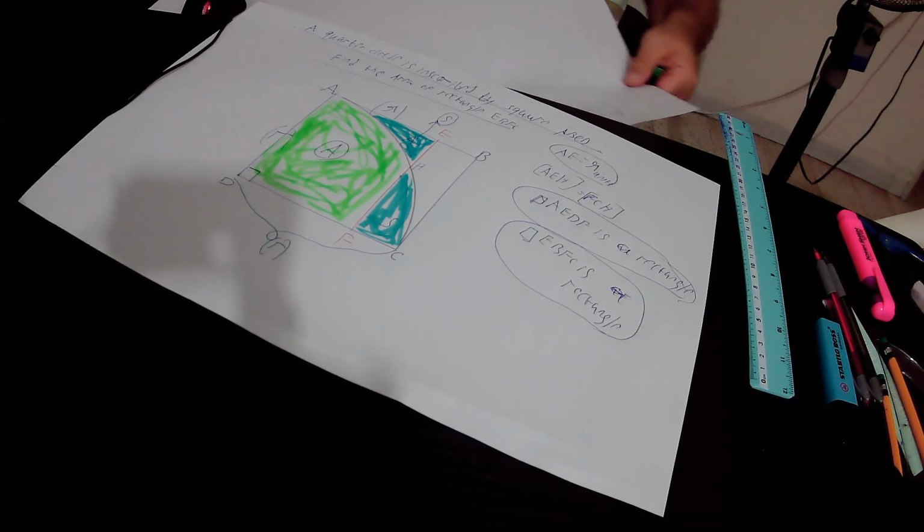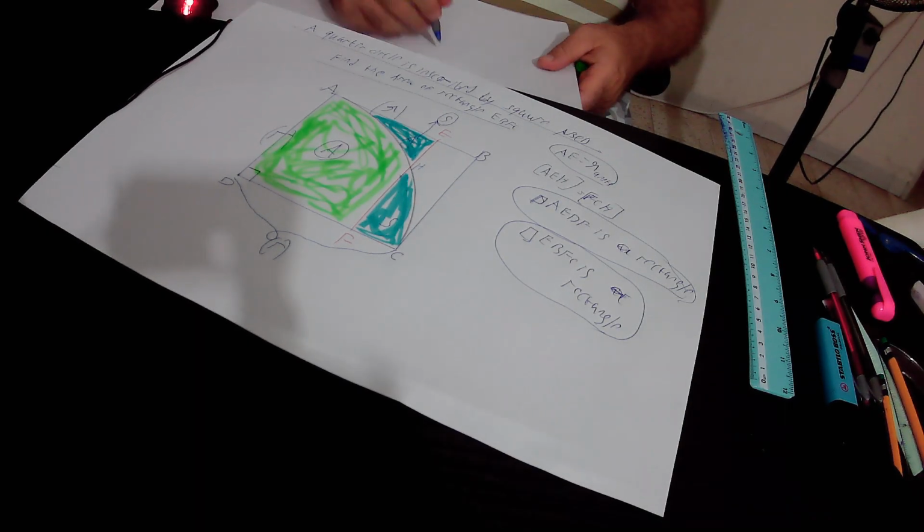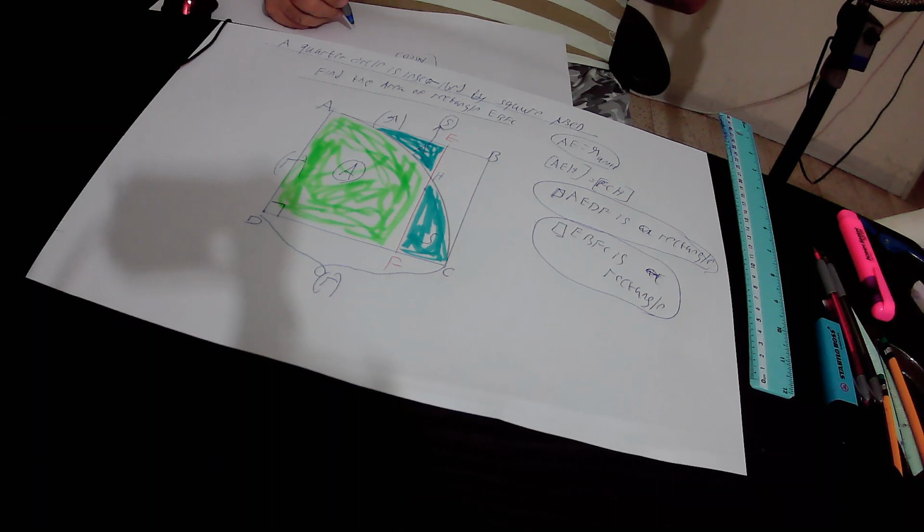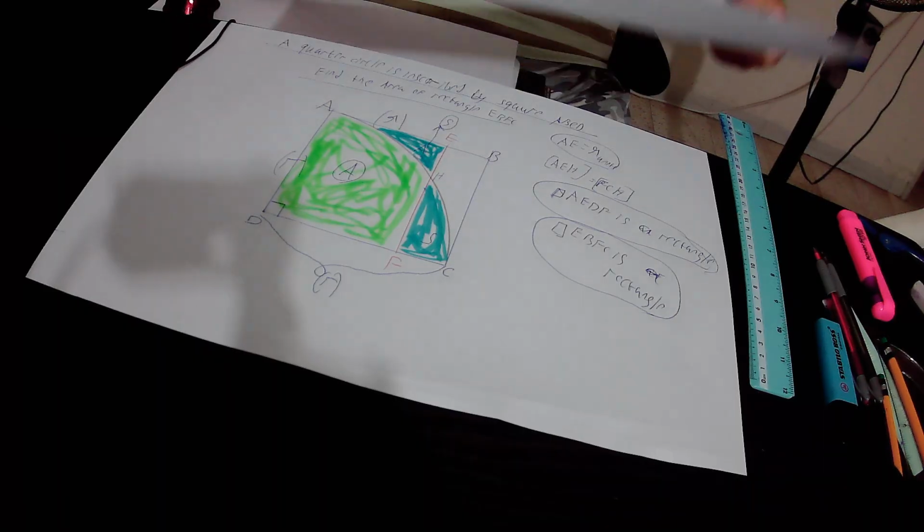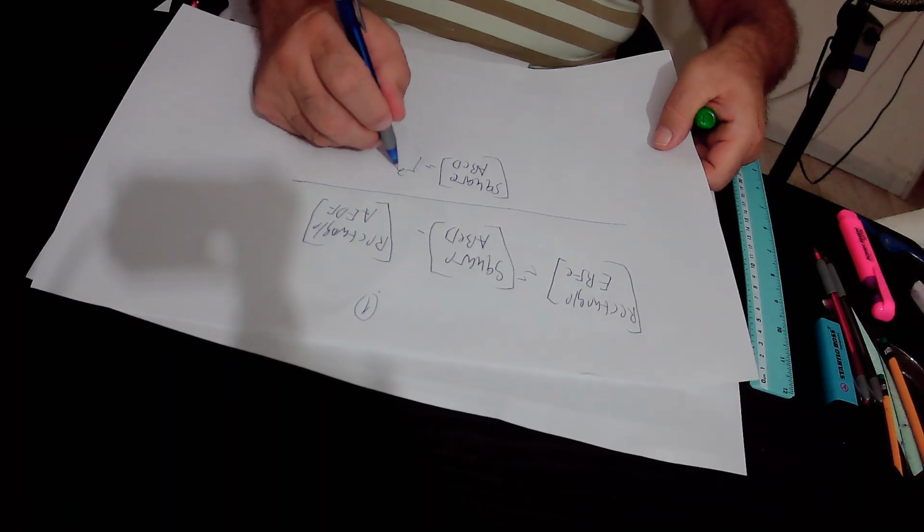So what is the area of square ABCD? The area of any square is equal to the side of this square squared. We know that one side of this square ABCD is R, therefore it must be equal to R squared. So the area of square ABCD is equal to R squared.